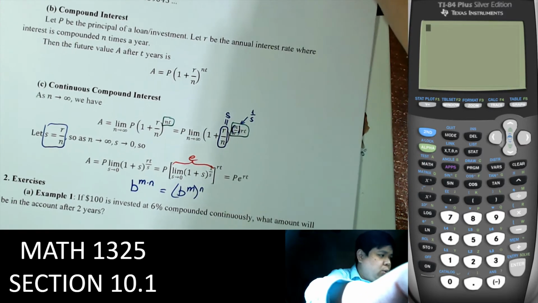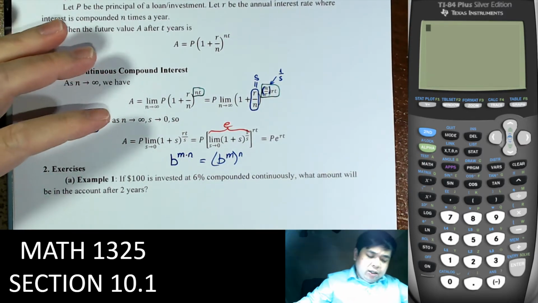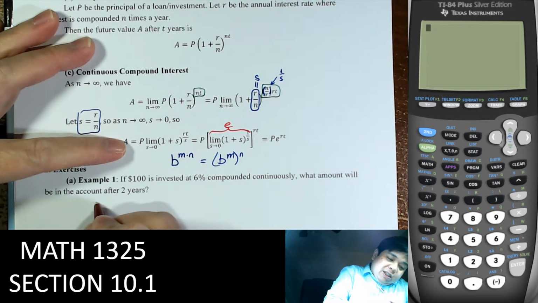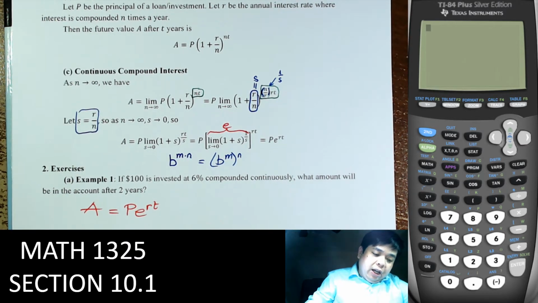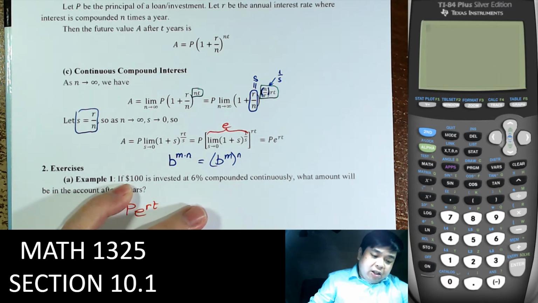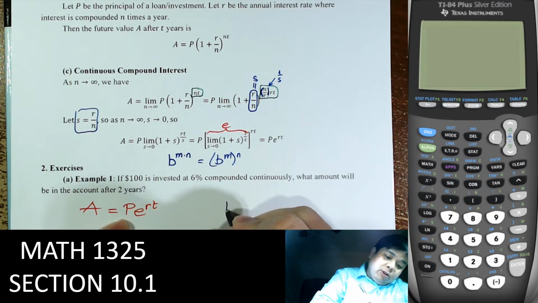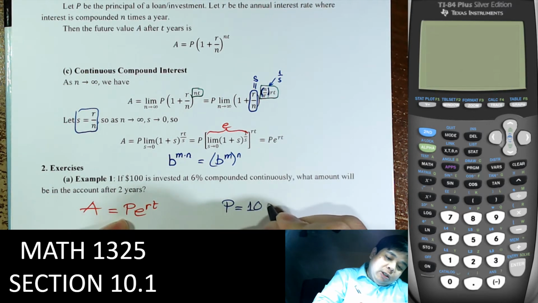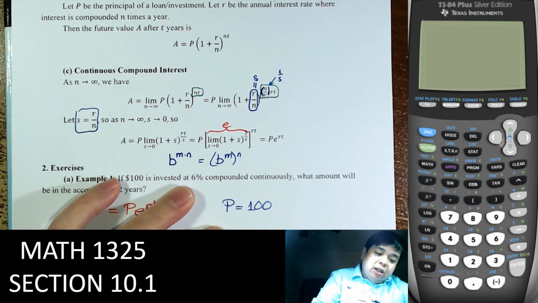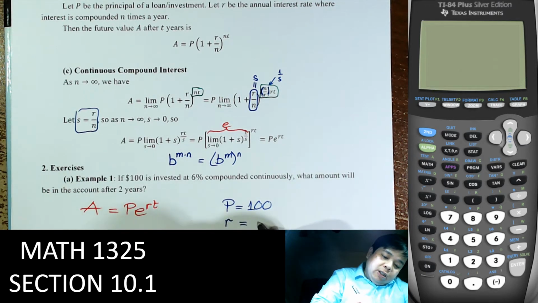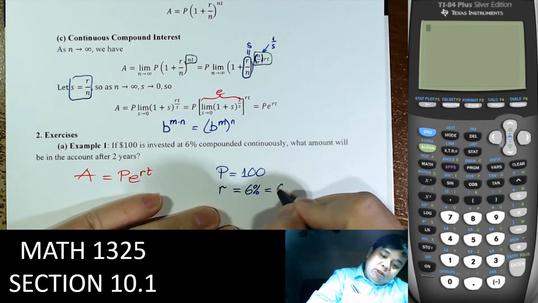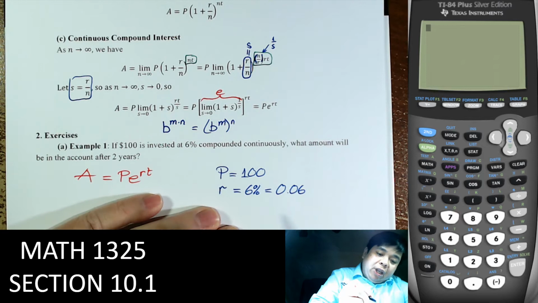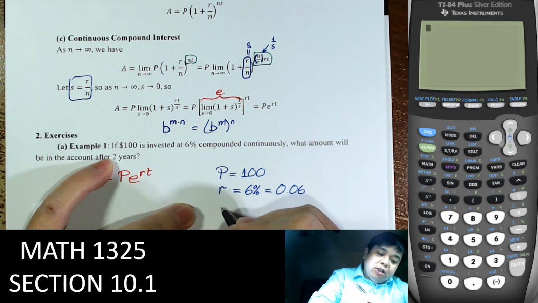Now we have some exercises. Let's just get familiar with the formula and how we use it. The formula is future value equals principal times e to the rt. Now if $100 is invested, that will be the principal, at 6%, that's the rate, and we should write this as a decimal. What amount will be in the account after 2 years? So t equals 2 years.